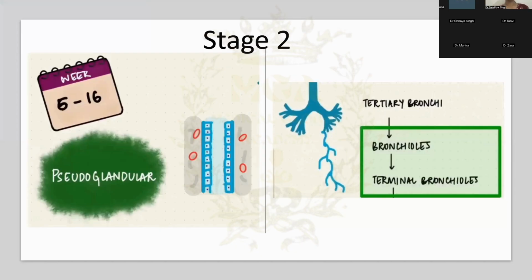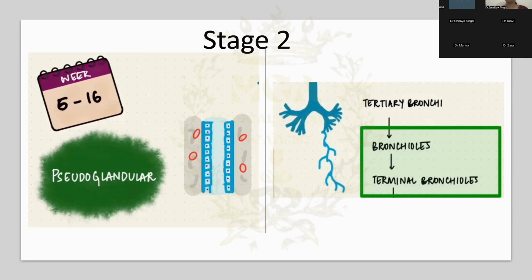The next stage is the pseudoglandular stage. Why this name? Now the tertiary bronchi divide into bronchioles, which further divide into terminal bronchioles. At this stage, the splanchnic mesoderm surrounding the developing respiratory tract starts developing blood vessels, and it is lined by a cuboidal layer of epithelial cells.